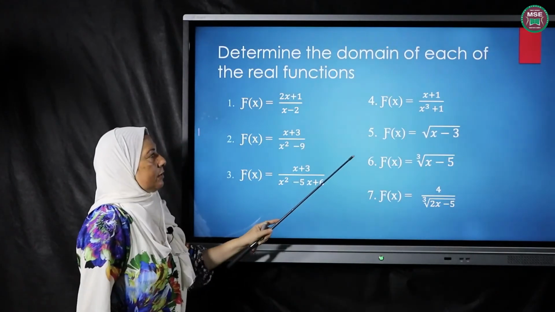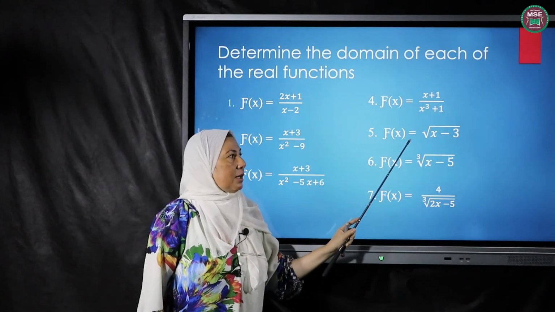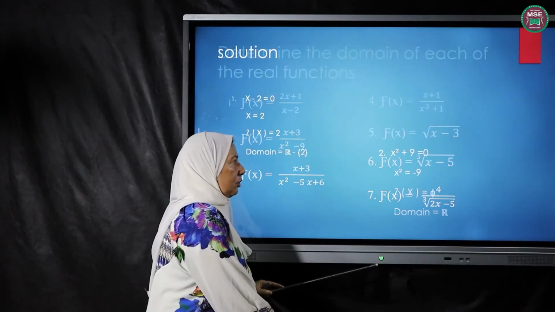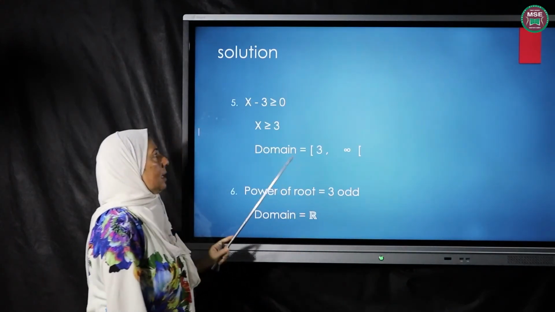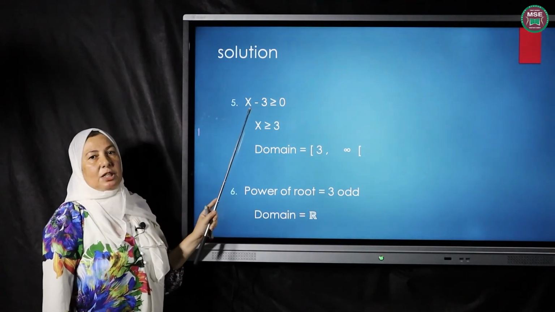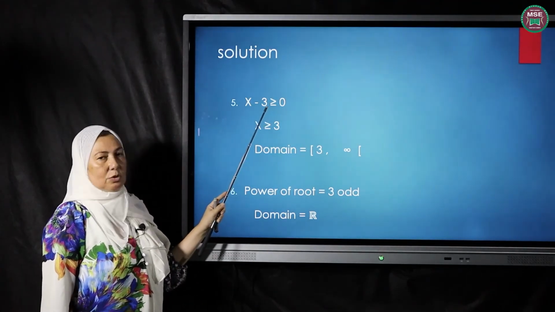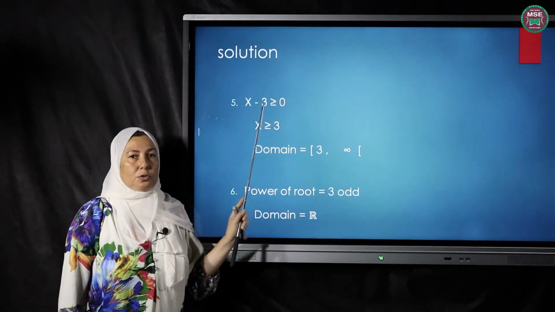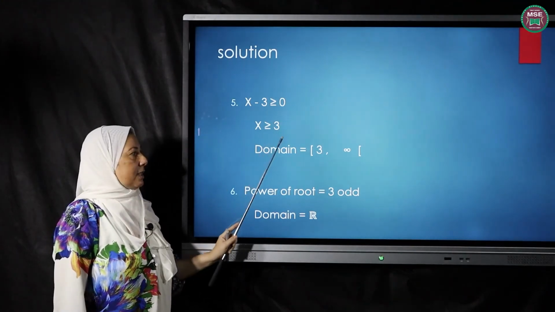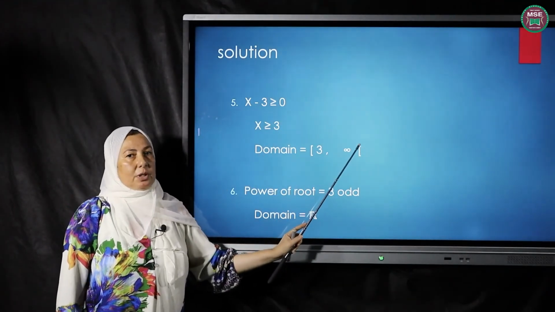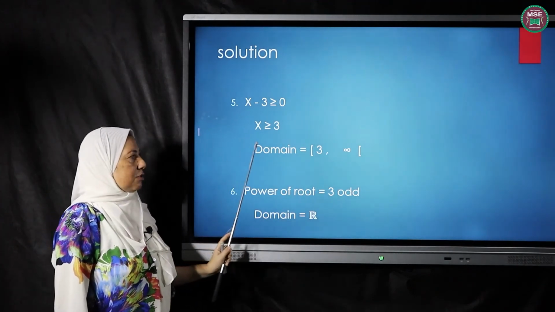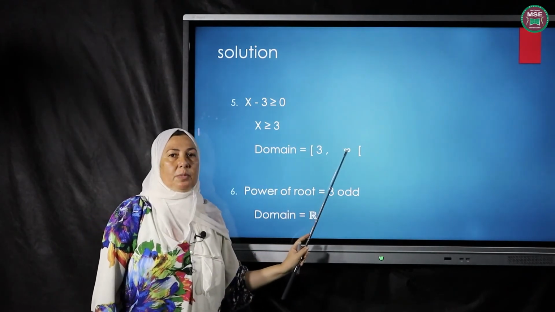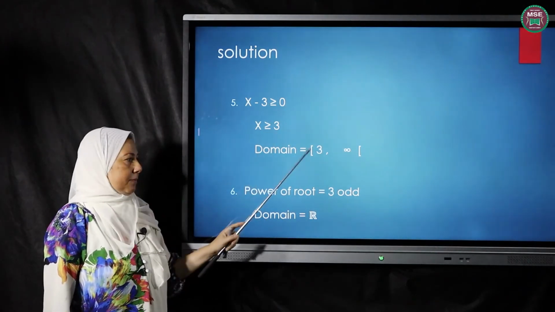Fifth, f of x equals the square root of x minus 3. We have x minus 3 under the square root. What is the meaning? x minus 3 must be greater than or equal to 0, not smaller than 0. Therefore x is greater than or equal to 3. The domain starts at 3, closed interval, and has no ending point, infinity.